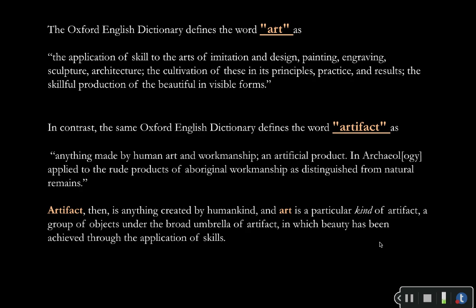Okay, in contrast, when we look to the same dictionary and we look to the word artifact, we see artifact is defined as, quote, anything made by human art and workmanship, an artifact, an artificial product. In archaeology, applied to the rude products of aboriginal workmanship as distinguished from natural remains. End quote. So then I've decided the artifact is anything created by humankind, okay? And art is a particular kind of artifact, a group of objects under the broad umbrella of artifact, in which beauty has been achieved through the application of skill.